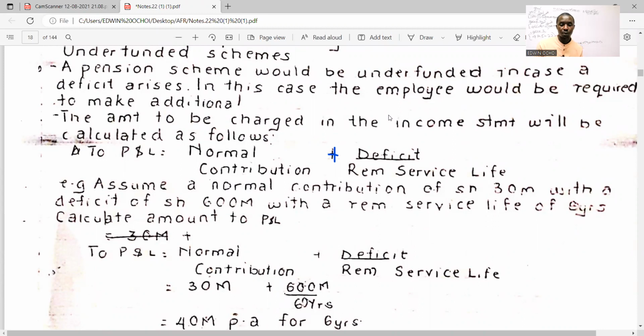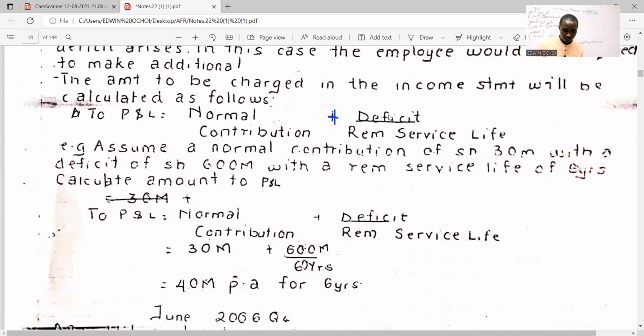So they are saying that assume a normal contribution is 30 million with a deficit of 600 million, with the remaining service life of 60 years. So here we assume that normal contribution is 30, deficit is 600, remaining service life is 60 years. Meaning that the normal contribution, you increase with the deficit, but you divide over the remaining service life. Normal contribution is 30. Deficit is 600, which you spread over the 60 years. Then you add it to the normal contribution. That is how you find the amount to be charged to profit or loss.